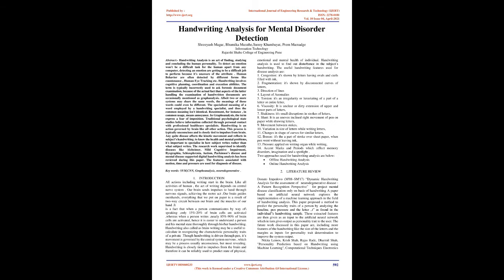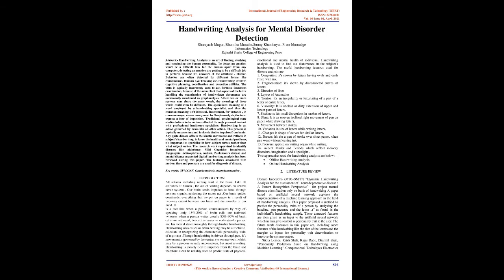4. Layout of anomalies. 5. Torsion, an irregularity or twisting of a part of a letter or entire letter. 6. Viscosity, an unclear or dirty extension of upper and lower parts of letters. 7. Shakiness, small disruptions in strokes of letters. 8. Slant, an uneven inclined right movement of the pen on paper while drawing letters. 9. Movement between strokes.